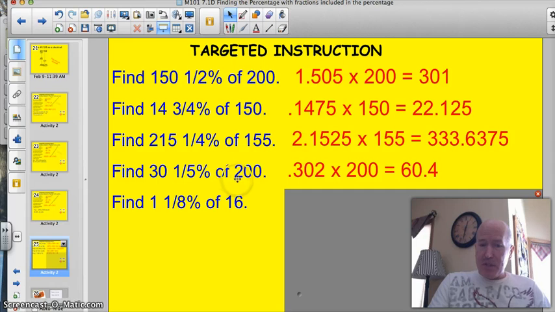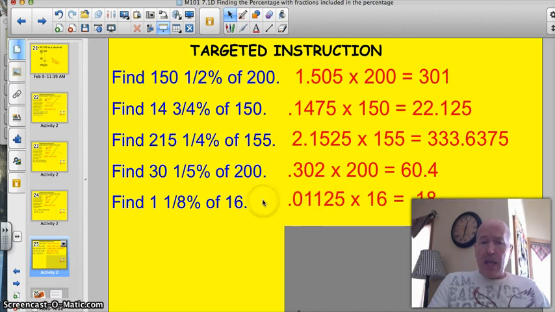30 and 1/5%, I'm sorry, of 200. Well, the 30% is 0.30. 1/5 is 0.2, so we just tack that right on. So we have 0.302 times 200. That would be 60.4. And finally, 1 and 1/8% of 16. Well, 1% is 0.01, and then we have to add on that 0.125 right here. That's for the 1/8. So we have 0.01125 times 16 is 0.18.